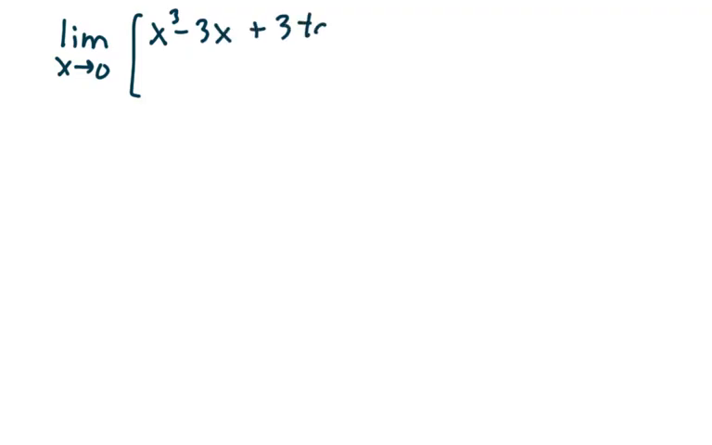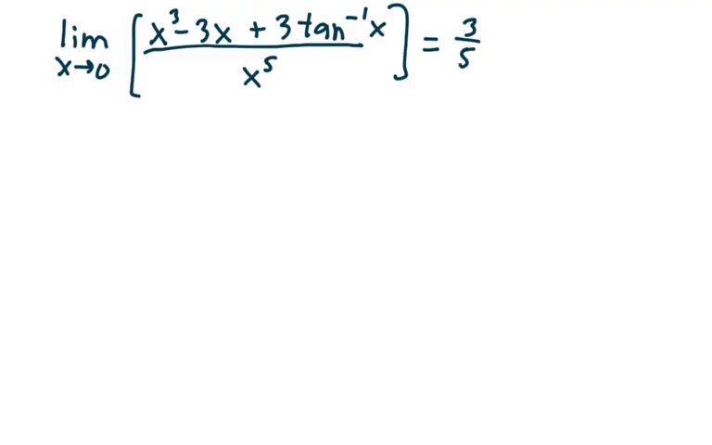What does that mean? So the limit as x goes to 0 of x cubed minus 3x plus 3 arctangent x divided by x to the 5th is equal to 3/5. And that's how you do 15b. Now 16, and then we'll look at a.